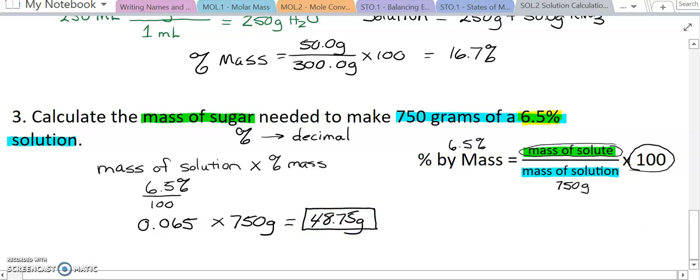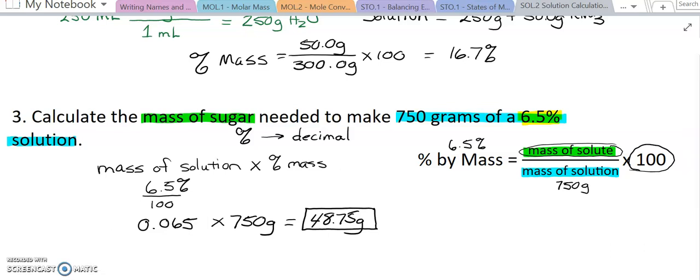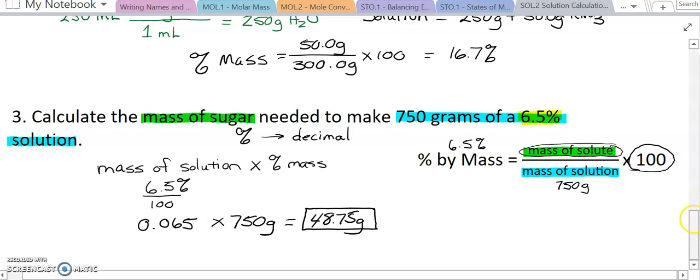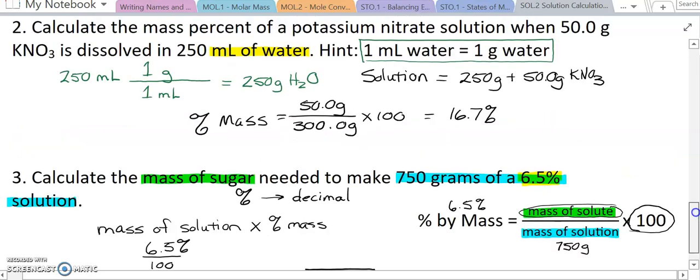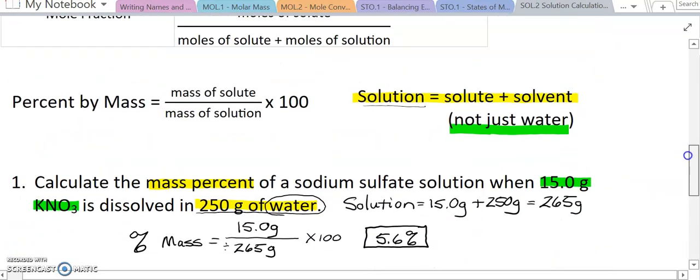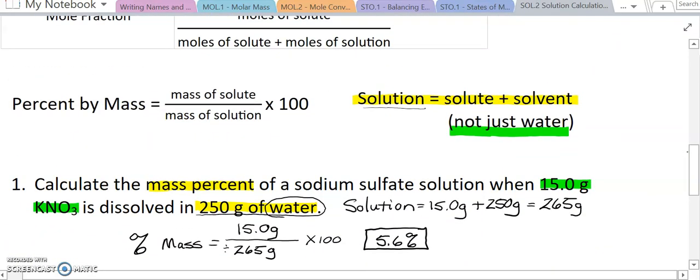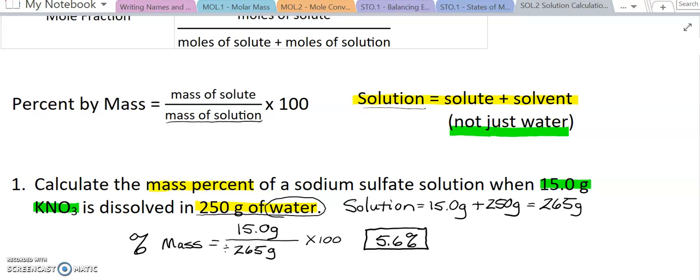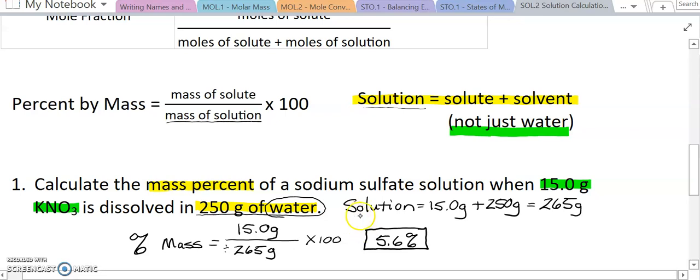With any solution calculation, it is going to be incredibly important that you read the question carefully. When working with percent by mass, we are going to take the mass of the solute and divide it by the mass of the solution. But again, what I need to be really careful of is that water is not solution. Solution is water and any solute you put into it. And so do they give me the mass of the solution, or do I need to come up with that mass of solution like we had to do in the first couple of problems?